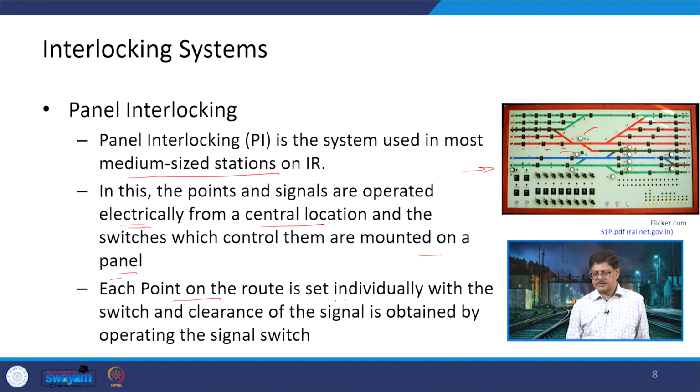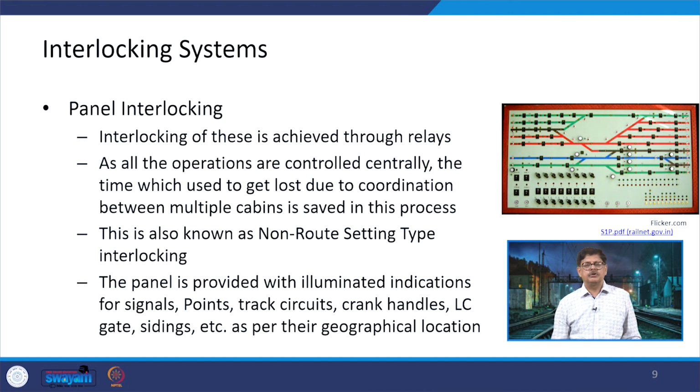Each point on a route is set individually with the switch and the clearance of the signal is obtained by operating the signal switch. The interlocking of these is achieved through the relays. All the operations are controlled centrally. The time which used to get lost due to coordination between multiple cabins is saved in this particular process, because previously we were working with north cabin, south cabin and those. Now, we are doing everything with the help of this panel display system which is provided in the station master's cabin.